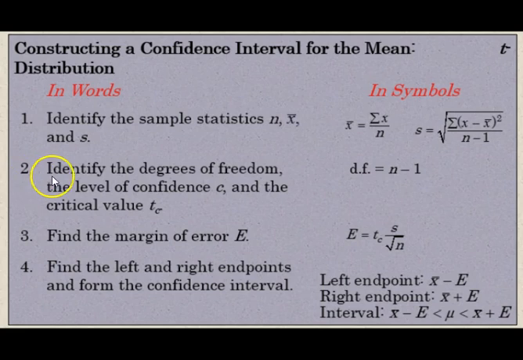The second step, we identify the degrees of freedom, the level of confidence, and the critical value. Degrees of freedom is always n minus 1. So if we have 5, then the degrees of freedom would be 4. Then we find the margin of error, and that is going to be the t-value times sample standard deviation divided by the square root of sample size. Finally, based on that, we can calculate our left and right endpoints, where the left point is x bar minus e, the right is x bar plus e, and that is shown here as the interval.